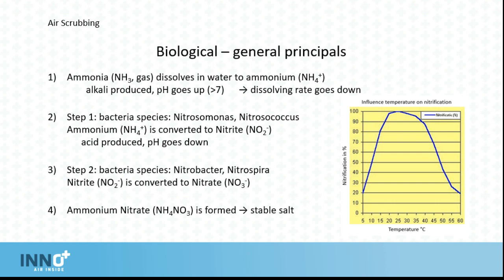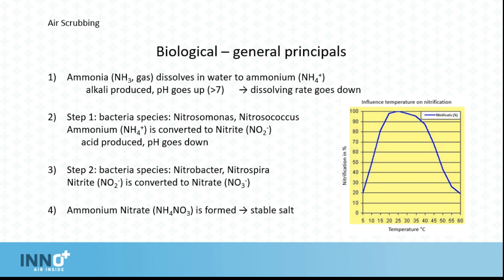And then there is a second step, with bacteria species, usually Nitrobacter and Nitrospira, and they convert the nitrite to nitrate. And in that process, in total, ammonium nitrate is formed. And this is also a stable salt, so it will remain in solution. And it's also used as a fertilizer. So these bacteria, they are not special. They are naturally occurring. They grow in soil and in open waters and use the same processes.